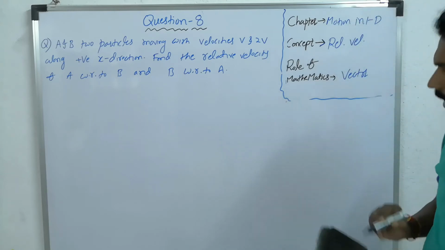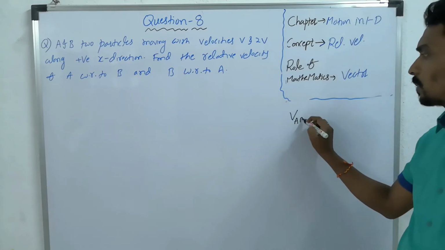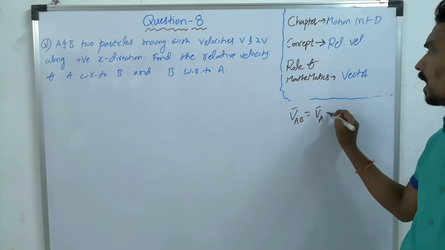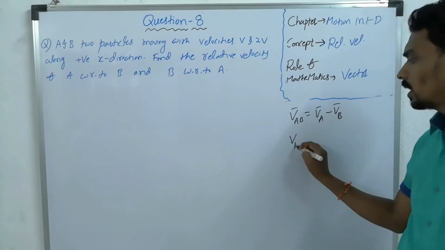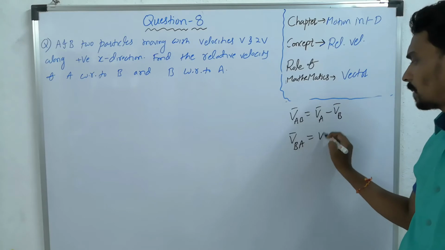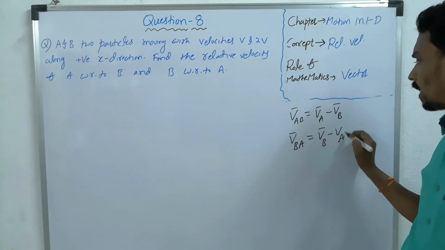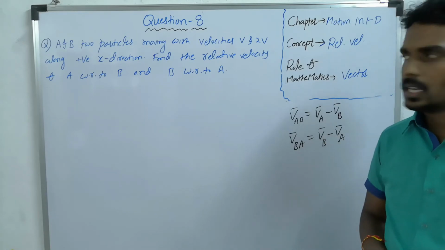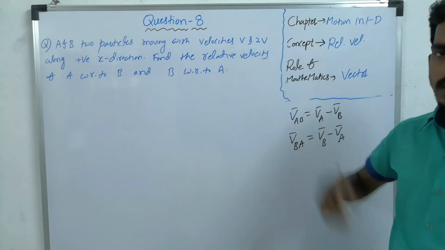What is the relative velocity of A with respect to B? VA bar minus VB bar. What is the relative velocity of B with respect to A? VB bar minus VA bar. Similarly, you take the same thing.